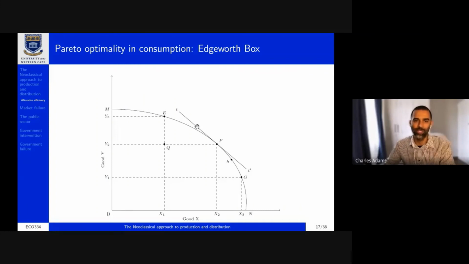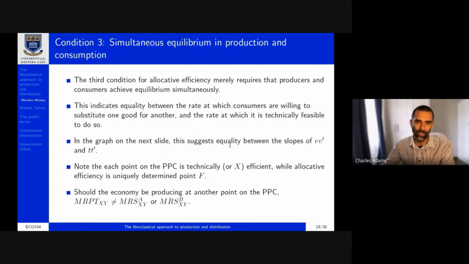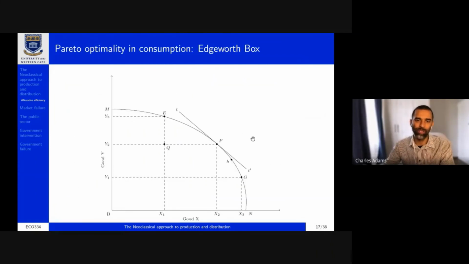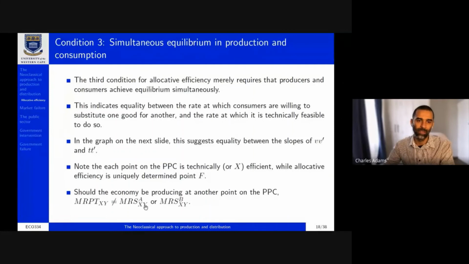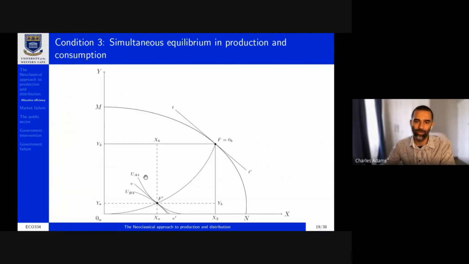Likewise, going to the right, how much of good Y must the economy stop producing to produce more of good X? So moving from point E to point F, for instance. All right, so that's the MRPT, the slope of the production possibilities frontier. And when you have equality between the MRPT and the MRS, we have allocative efficiency in the economy. And that is shown on this graph over here.